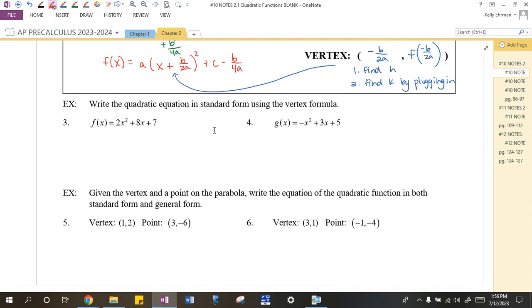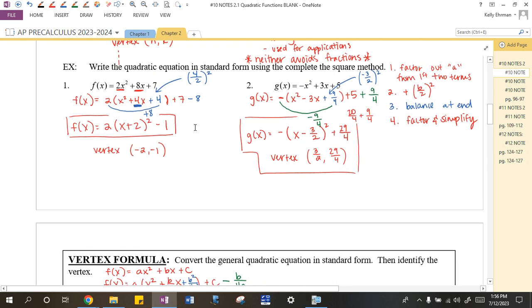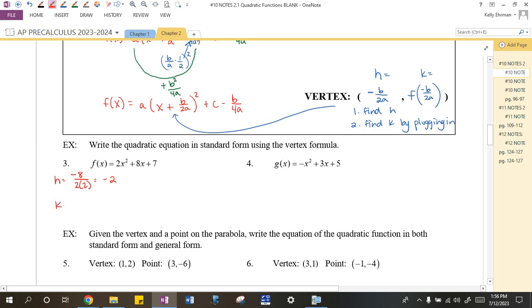Okay, so the vertex formula is figure out h first. H is the opposite of b over 2 times a. -8 divided by 4 is -2. Let's double check. We did get -2 for the vertex of our first problem. How do I find k? I just evaluate f of -2. Back into here. 2 times squaring it will be 4, plus 8 times -2, plus 7. 8 minus 16 is -8, plus 7, -1.